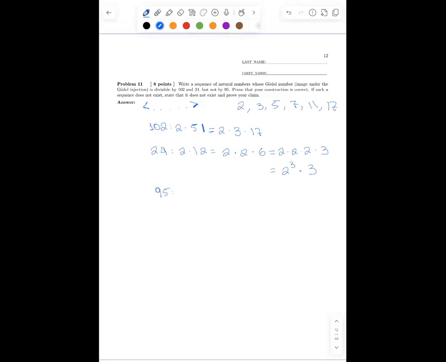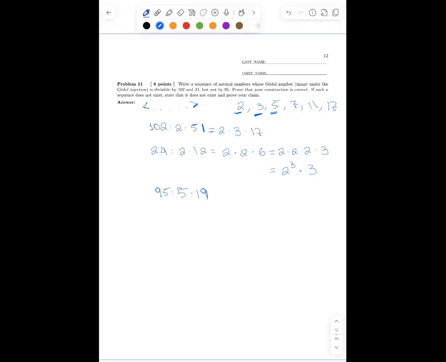95, I can see that it can be divisible by 5 only, because it cannot be divided by 2. It cannot be divided by 3. So my next option is 5. And I can see that 95 is divided by 5. So 95 divided by 5 is 5 times 19.